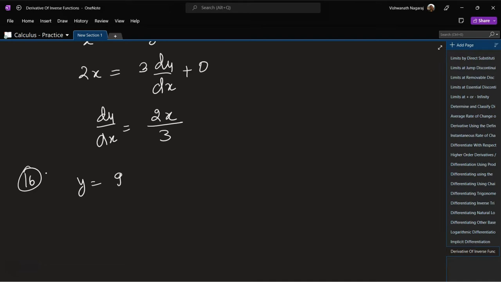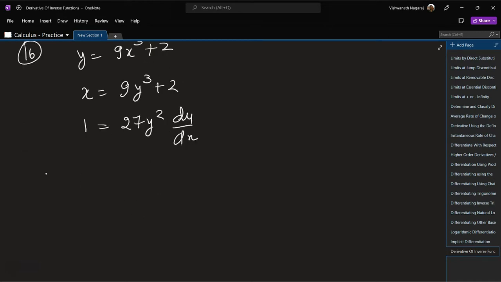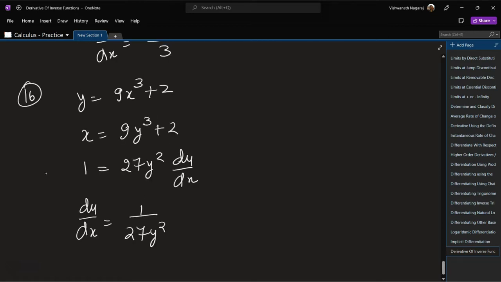16th. Y is equal to 9x cube plus 2. So inverse function is going to be x is equal to 9y cube plus 2. And differentiating this, we get 1 is equal to 27y square dy by dx, which gives us dy by dx is equal to 1 by 27y square. If you want, or the answer that you are expecting might be different.